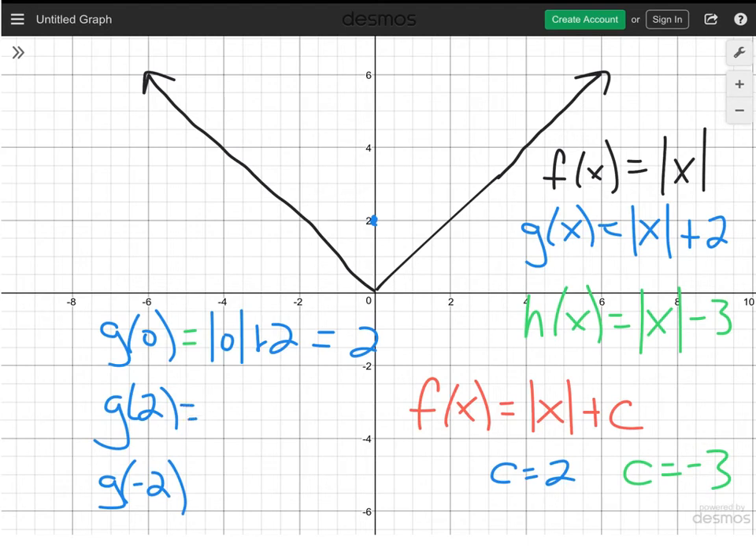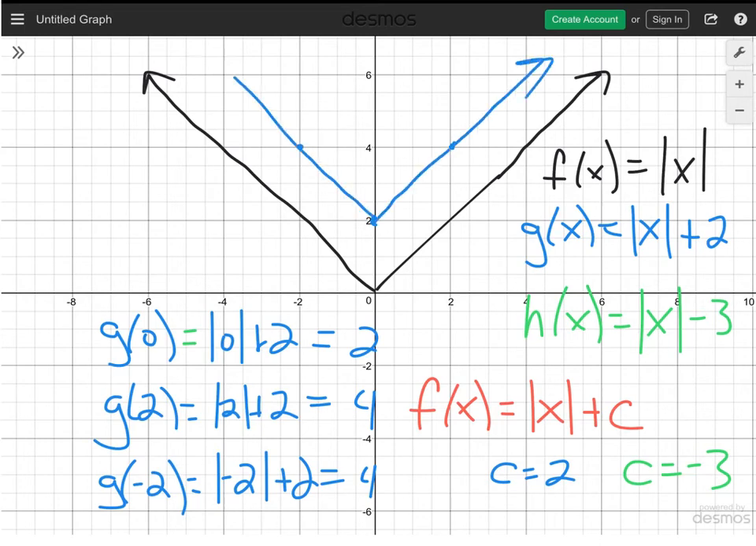When the input is positive 2, the absolute value of 2 plus 2 would be 4. And when we put in negative 2, the absolute value of negative 2 plus 2, we would again get 4. So again, the shape stays the same. We just shifted up 2. Positive 2, up 2.